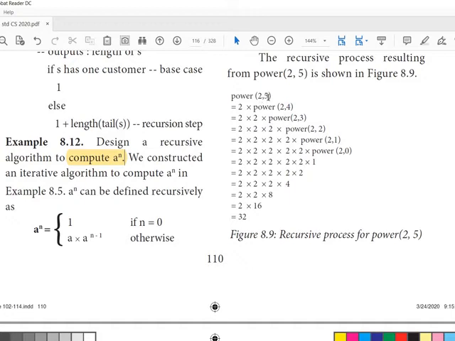See here, 2 to the power 5 means the first step is 2 into 2 to the power 4, that is a into a to the power n minus 1, am I right? Then 2 to the power 4 gives 2 to the power 3. The n value is getting reduced. 2 into 2 to the power 4, then 2 into 2 into 2 to the power 3. Do you understand? 2 is the a value, okay? So first 2 into 2 to the power 4. Next 2 into 2 into 2 to the power 3. Then 2 into 2 into 2 to the power 2. Likewise it is coming.